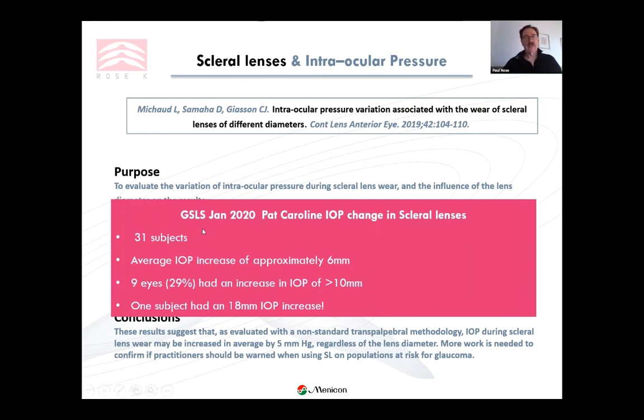We used 31 subjects. The average IOP increase was 6 millimeters. Nine eyes had increases of greater than 10 millimeters, and one subject had a massive increase of 18 millimeters of pressure. So it's something you have to be aware of if you're going to fit scleral lenses. You may be increasing the pressures.